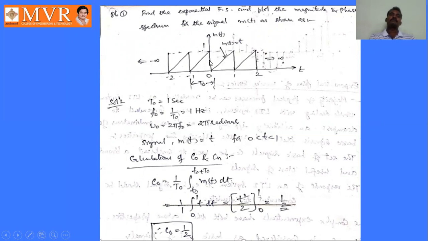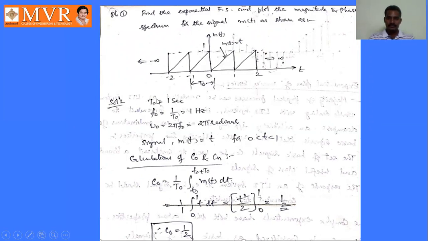Here m of t is given as t, everywhere its value is t only. From minus 2 to minus 1, its time period is 1 second. From minus 1 to 0, its time period is 1 second. 0 to 1, its time period is 1 second. 1 to 2, its time period is 1 second. So with this time period T naught equal to 1 second, it will be repeated. So it is a periodic signal, an arbitrary periodic signal. Here the time period T naught is given as 1 second.